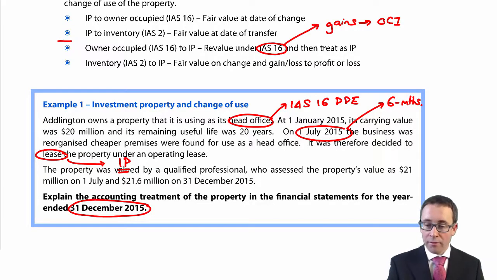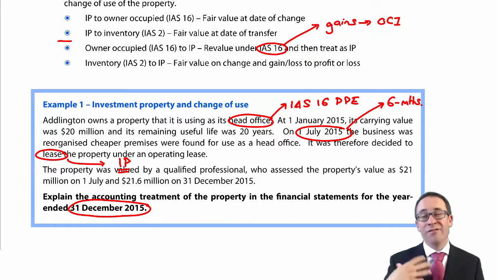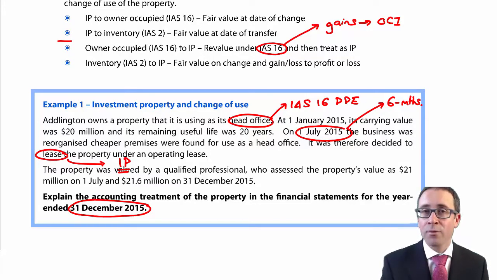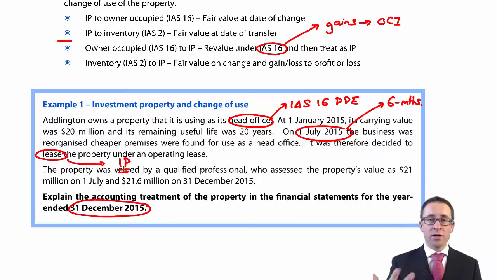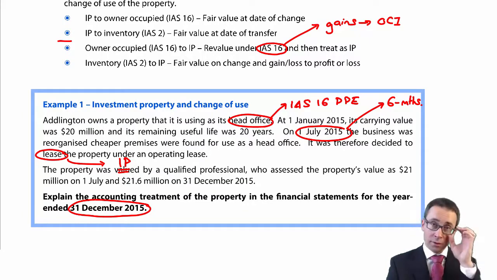So it's going from PPE under IAS 16 into investment property under IAS 40. What we need to do is get it correct under IAS 16 first. By that, we need to record any gains through OCI, and then subsequently gains and losses at the year end fair value will go to profit or loss.